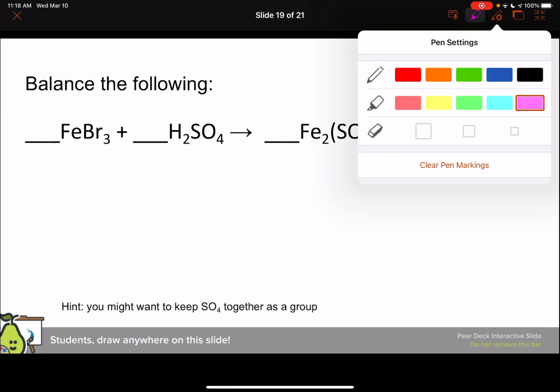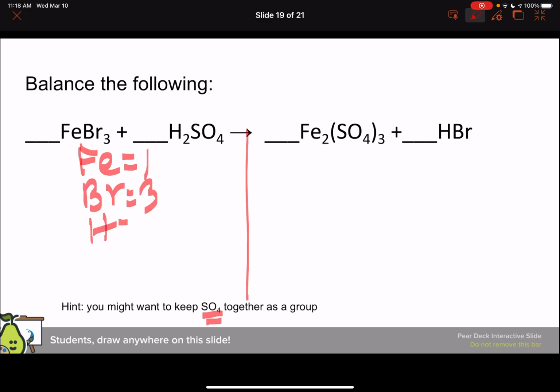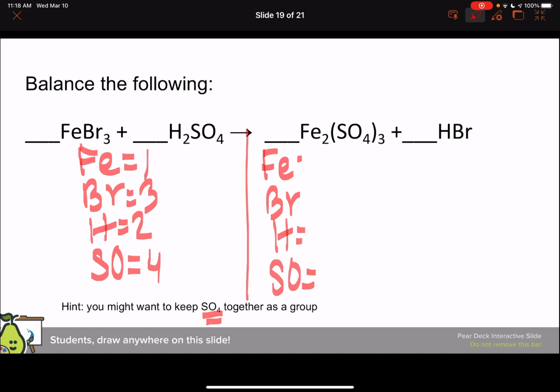Okay, now this is the hardest one that we're going to go through. So find your arrow and draw it down. And it says, hint, you might want to keep SO4 together as a group. So we're going to have Fe is 1, Br is 3, H is 2, and then we could say SO4 is 4. Then we have Fe, Br, H, and SO4 as our group. So we would see Fe is 2, Br is 1, H is 1, and then SO4, we have 4 times 3, that would be 12.